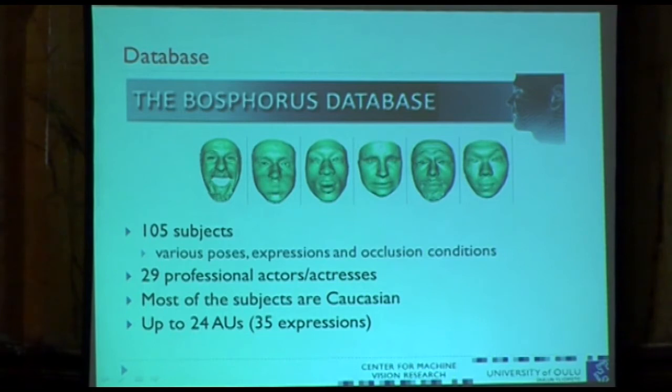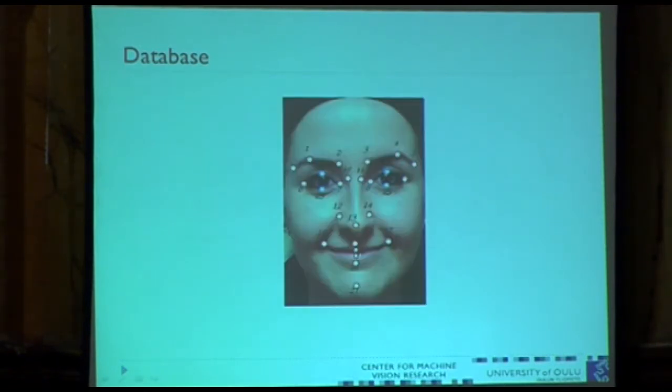We use the Bosphorus database in our study. It contains 105 subjects with 29 professionals. Most of them are Caucasian, and they're expressing up to 24 action units. This database also provides facial landmarks. In addition to these landmarks, we manually marked eye mid-points to describe upper facial action units better.